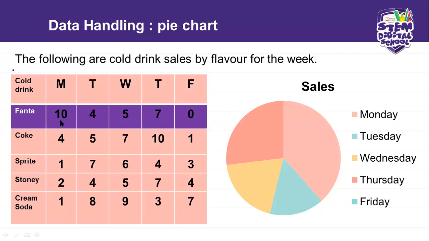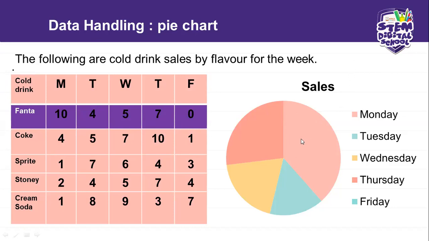On which day did we sell the number which follows 10? The second highest. On which day was the second highest? We got 10 Monday, 4 Tuesday, 5 Wednesday, 7 Thursday, 0 on Friday. Yes, Marlene, on Thursday. Hayden, yes, Thursday. Yes, on Thursday. That is the second highest number of sales.